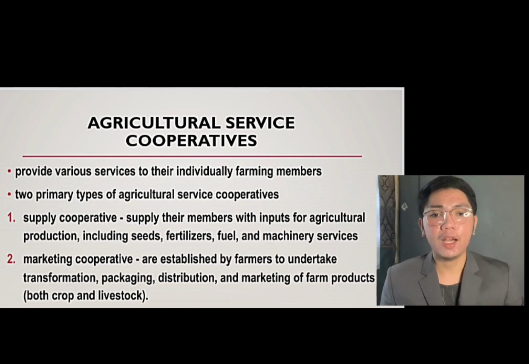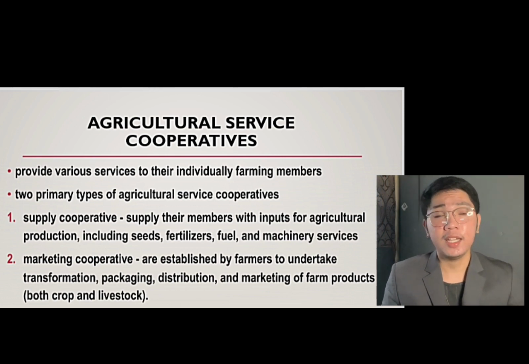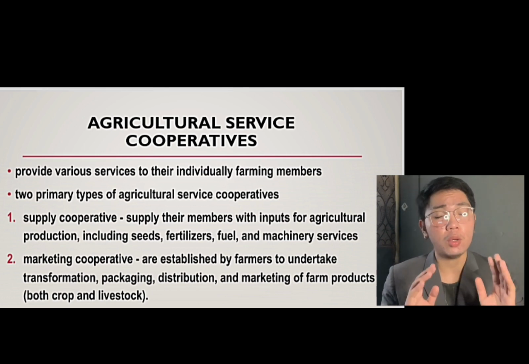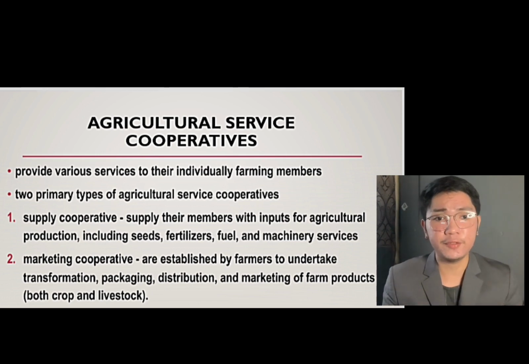So with these supply cooperatives, it is very important to create cooperatives to provide these services, because it can easily find various ways to produce good services in certain places or areas.